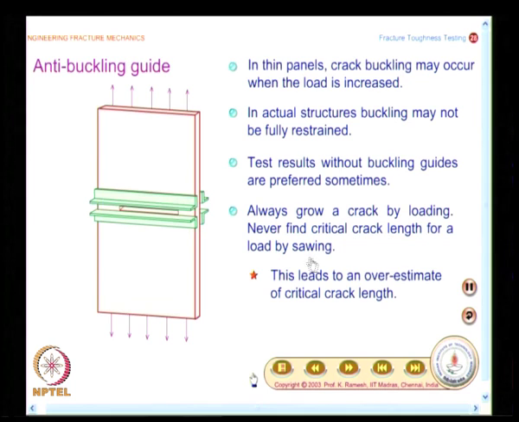On the other hand, if you grow it by sawing and finding out the critical crack length and the critical stress, it would lead to an overestimate of the critical crack length, because we are going to see there is going to be an initial crack length, there is a stable crack growth feature followed by unstable failure, which we had seen even while discussing the plane stress situation long time back with the help of Harker. We will again have a look at that.